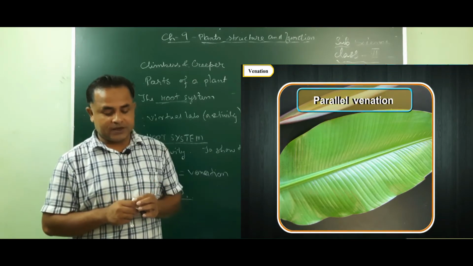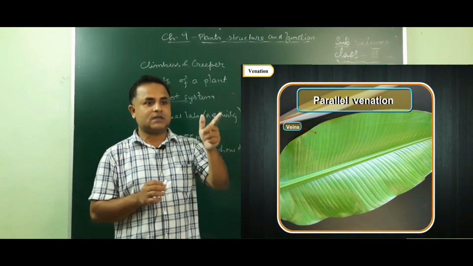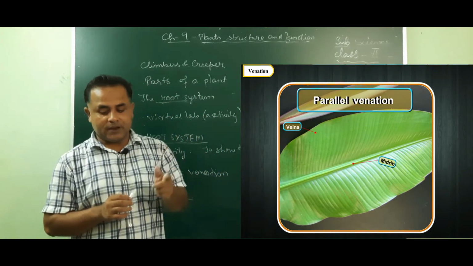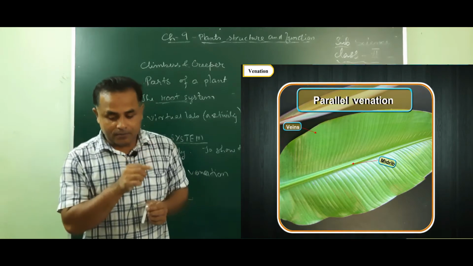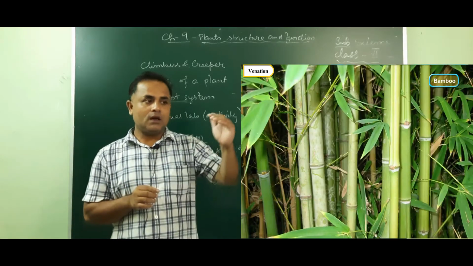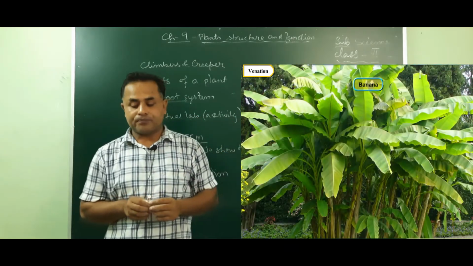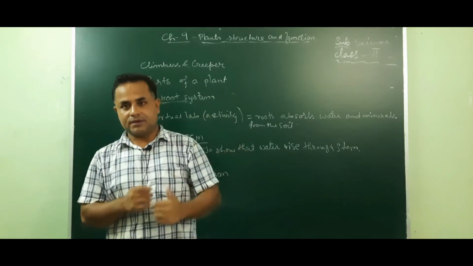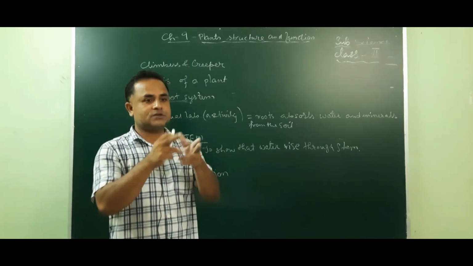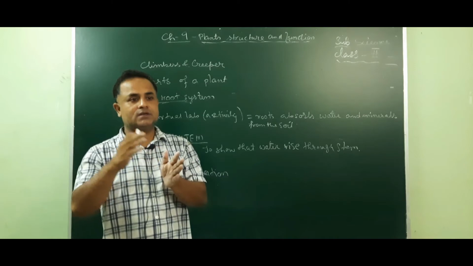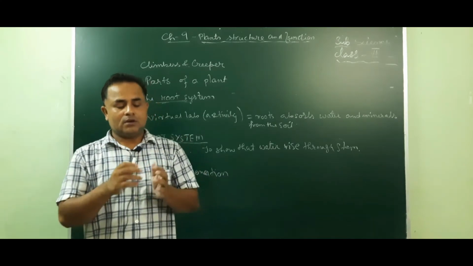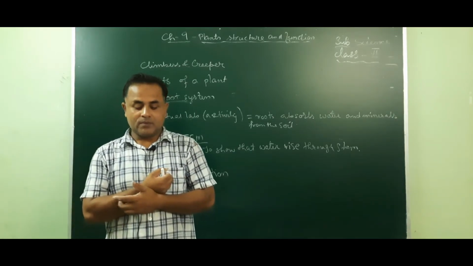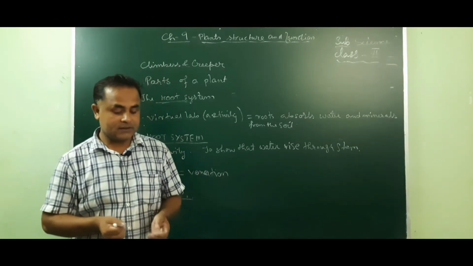Next, another one is parallel venation. In most of these parallel venations, the lamina has veins parallel to the midrib, running straight one after another. The distance between the veins is also parallel. For example, in banana, maize, grass, sugarcane, etc.